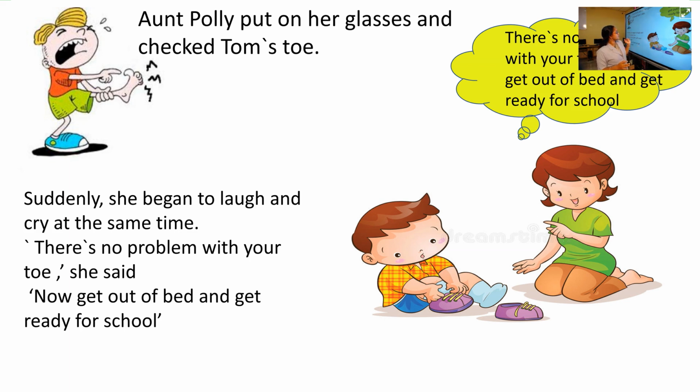Hope you have all done it. Why did she laugh and cry at the same time? Yes? She laughed and cried at the same time because she understood that Tom was trying to play fun. He was just trying to give an excuse in order to skip going to school. So, looking at the injury on his toe, unknowingly, what did Aunt do? She just burst out laughing and at the same time she felt like crying. Okay, so she began to laugh and cry at the same time and asked him to get out of bed and get ready to go to school.